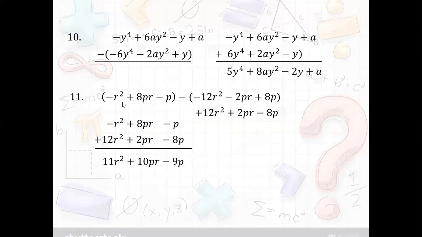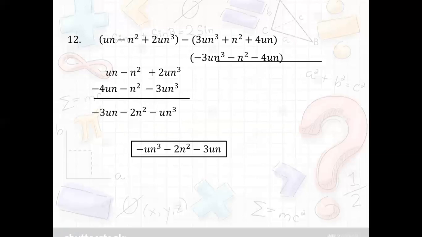So arrange them: minus r squared plus 8pr minus p plus 12r squared plus 2pr minus 8p. Just solve it. Minus 1 plus 12 is going to give you 11, right? Then plus 8 plus 2 will give you a plus 10. Minus 1 minus 8 will give you a negative 9, minus 9p. So the answer for question number 11 is 11r squared plus 10pr minus 9p.